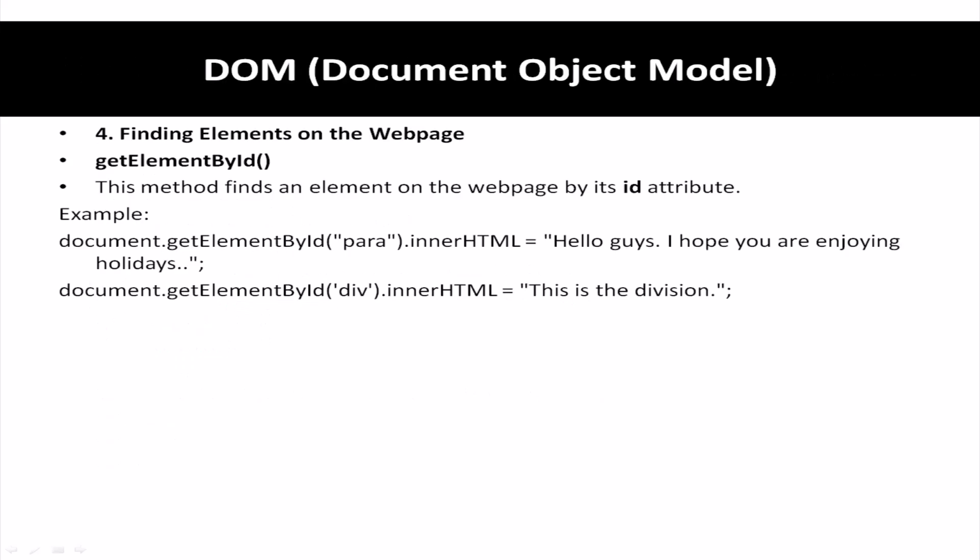Next, getElementById. When we use getElementById, it finds the element on the web page based upon its id attribute. For example, in a web page you may use the para tag or the division tag. Based upon the id, you get the particular element. Here we have specified the inner HTML property. Within the particular HTML tag, it is going to print the message, hello guys, and this is the division. Like that you can apply this kind of content.